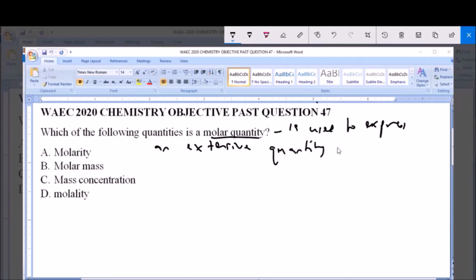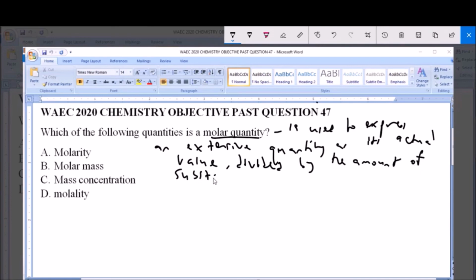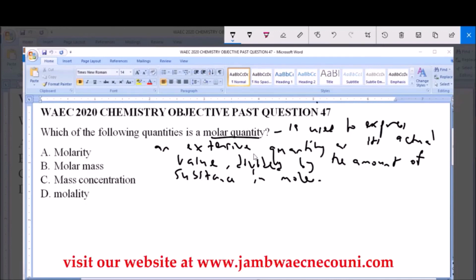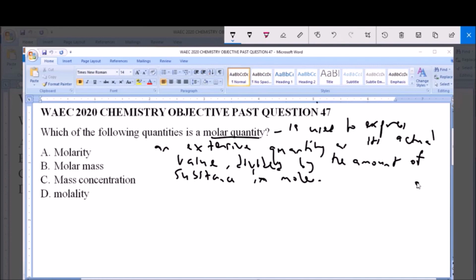as its actual value divided by the amount of substance in moles. So a molar quantity is when you divide any quantity by the amount of substance in moles. So any quantity that involves dividing a particular value or measure, let's say like volume or amount of heat, by number of moles, that quantity is said to be expressed as a molar quantity.